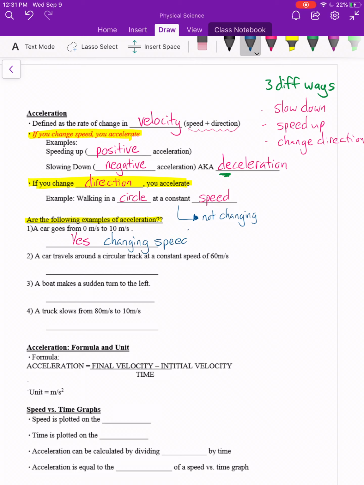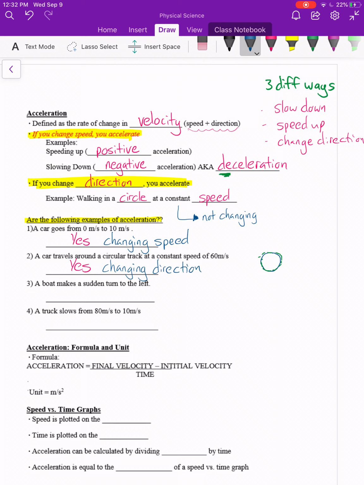Okay? All right. If a car goes around a circular track, okay, circular is just like this, right? Track at a constant speed, well, I would think that car is changing direction. So I would say, yes, he is accelerating, or the car is accelerating, okay? And it's accelerating because it is changing direction.